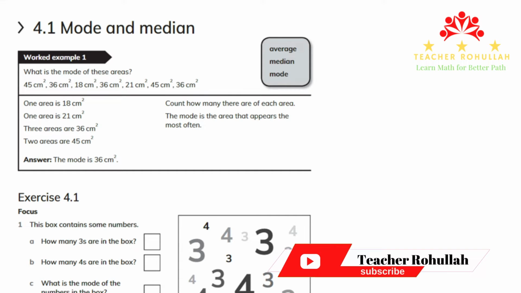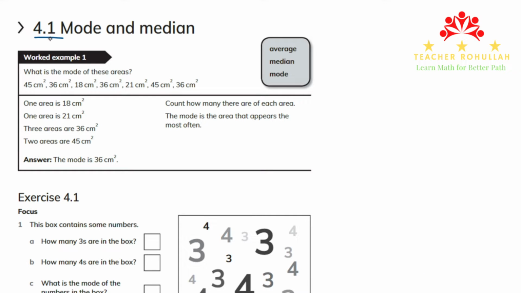In this lesson, I'm going to work on exercise 4.1 of Cambridge Primary Mathematics Workbook 5, and this exercise is about mode and median. The questions covered in this exercise are all about the mode and median of a data set. Before starting to work on the questions, let's see the words given here. We have average, median, and mode.